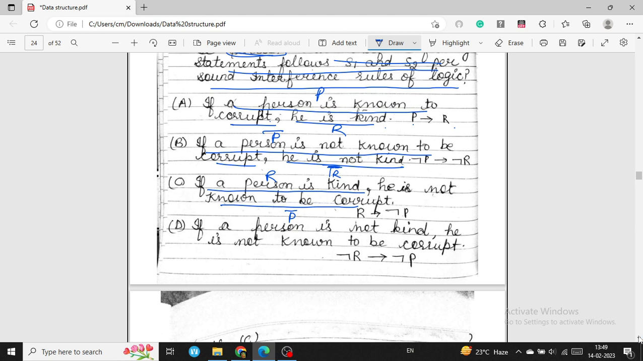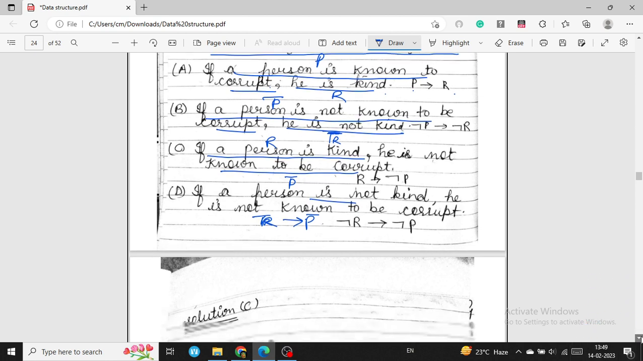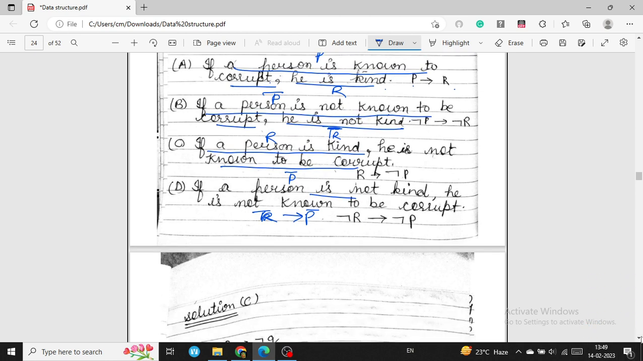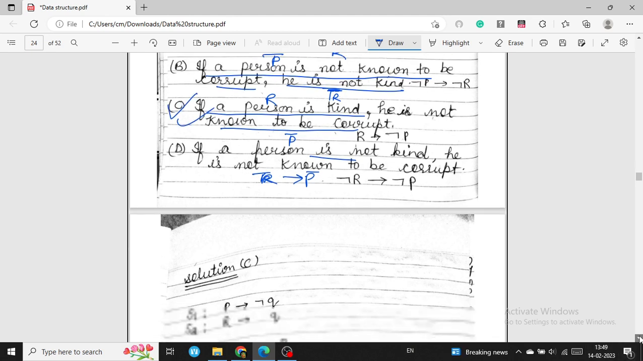If a person is not kind, he is not known to be corrupt. Not kind means not R, and not corrupt means not P. So here we take the answer is C. This is the answer. Why? The reason is behind it.